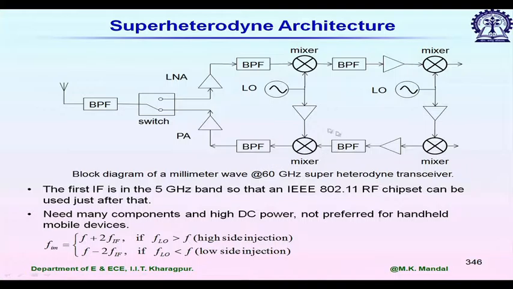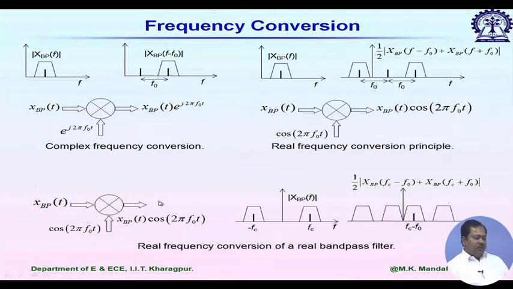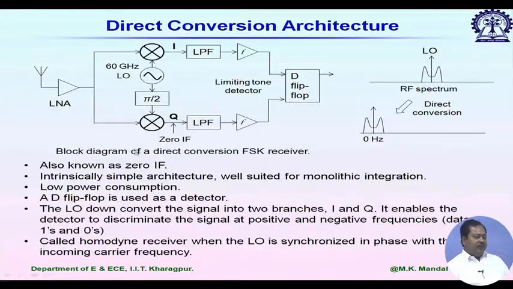We have to be very careful about image rejection. For high side injection, if I consider F LO greater than F RF, the image is at F RF plus twice F IF, and for low side injection it is F RF minus twice F IF. Otherwise this image frequency will pass through the filter and interfere at the right hand side. So we have to avoid it, or you can use an image rejecting filter or image rejecting mixer, where the mixer itself cancels the image. Okay, now I will skip this part.